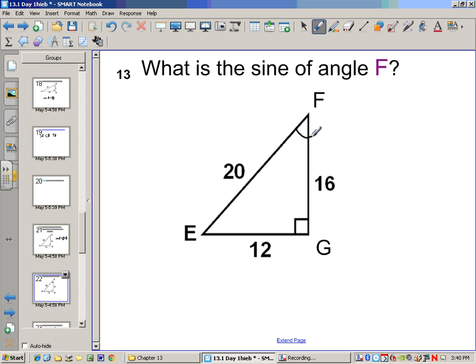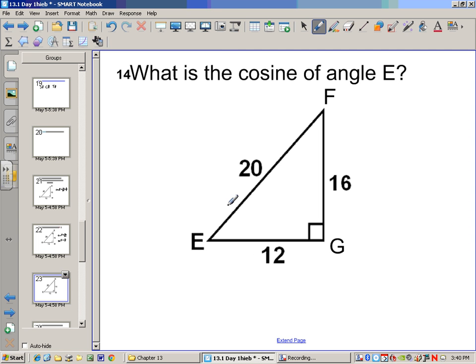Now if we do sine of angle F, this opposite is 12 over a hypotenuse of 20. Both of those will divide by 4, so this would be 3/5. Now what's the cosine of angle E? If this is angle E, we're looking for adjacent over hypotenuse. So the cosine of angle E will equal 12 over 20.